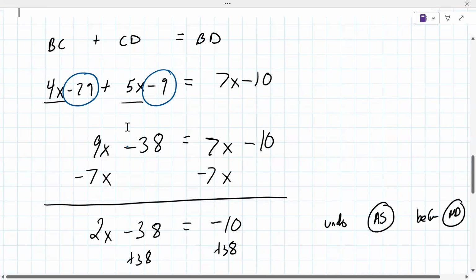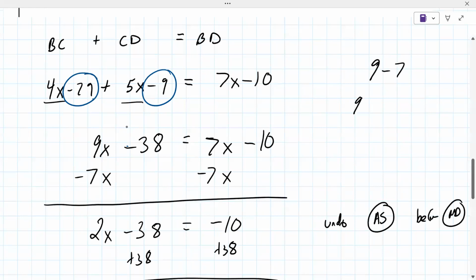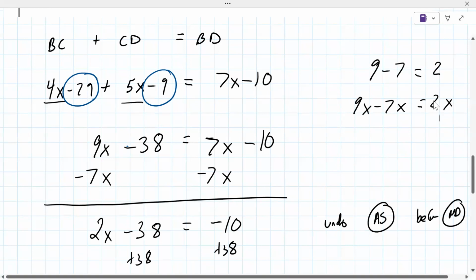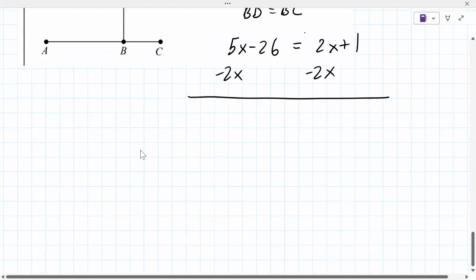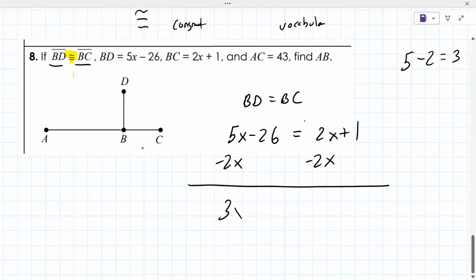Okay. But you agree there's a difference between 9 minus 7 and 9x minus 7x. Yes. Okay. I agree with you when you're saying it's 2, and then I'm gonna put the x. But because I can't see what you're writing, I would encourage you to give me the full answer. Okay, so it's 3x. So down here it's 3x minus 26 equals 1.